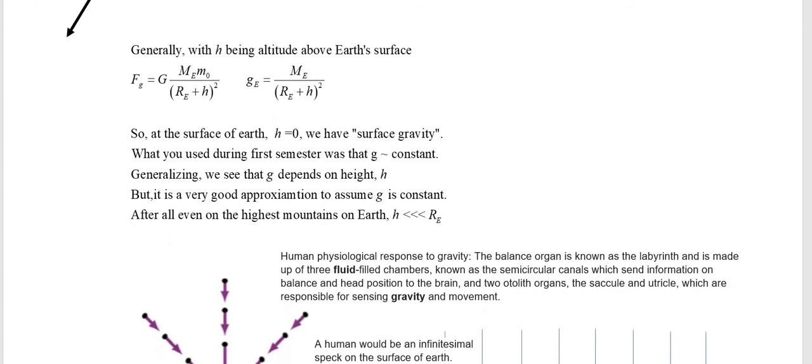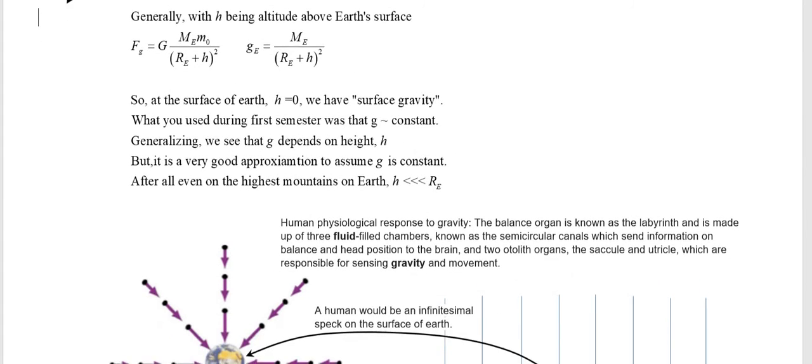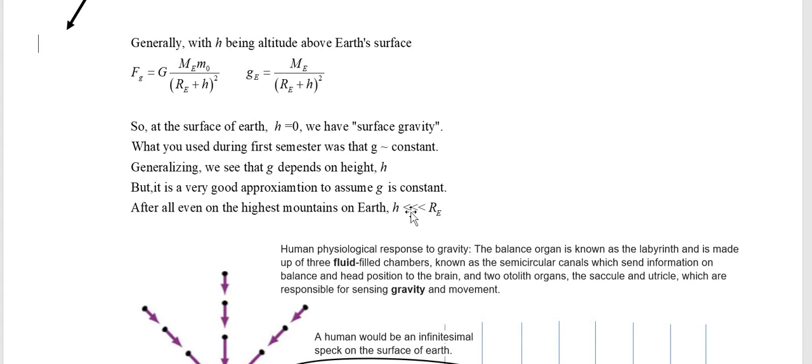Now why is it that in the first semester you all just used g as a constant? Why is that? You always used g as a constant. Well, it's because at the surface of the Earth, of course, h is 0. However, even if you're on the highest mountain on Earth, that height is still very, very, very much smaller than the radius of the Earth.